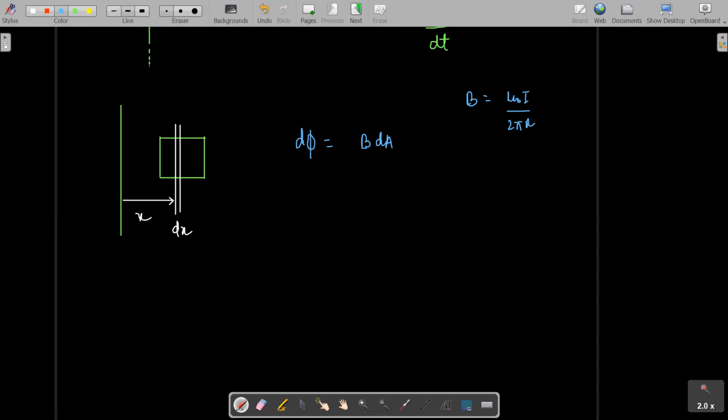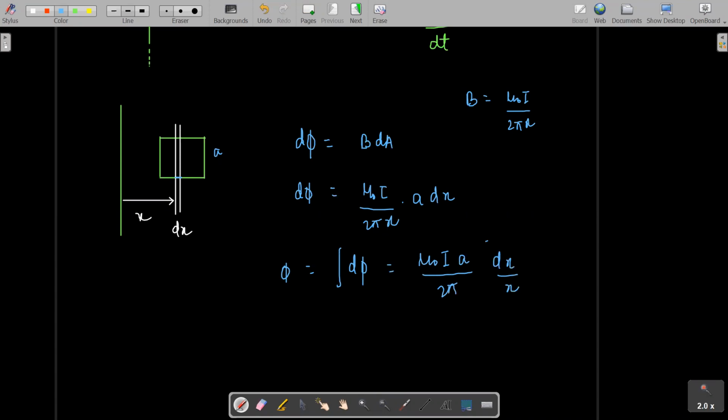So what can we do here? The value of small flux d phi will be equal to mu naught I over 2 pi x into the small area. This length is A and this is dx. So the small area will be A dx, right? This is the value of d phi. If we have to calculate the complete value of phi, we'll integrate this d phi with proper limits. So we'll be calculating mu naught I A over 2 pi into dx upon x.